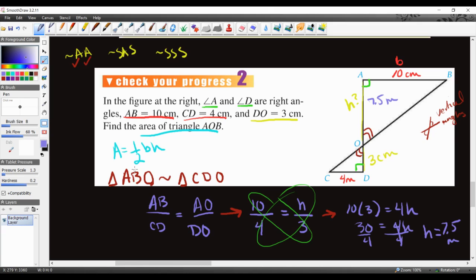So that means I can now plug all this in. I know, all this work just for this. I'm going to do 1/2 times my base, which was 10, times 7.5. If you multiply all this out, 10 divided by 2 is 5, and 5 times 7.5 is going to give me 37.5. So I'm getting 37.5 meters squared. All of that work for that one problem. And that's how you would do a multi-layered problem like this one.